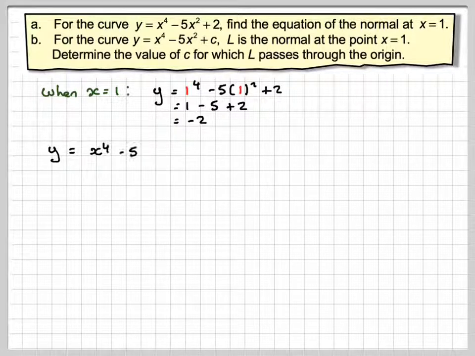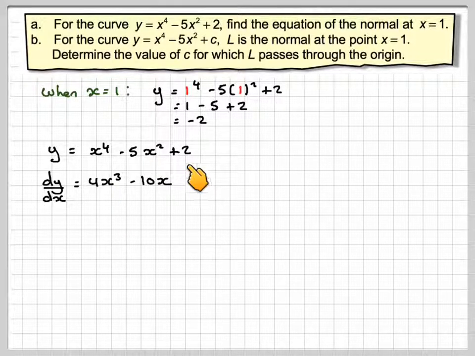To find the gradient of the tangent of x to the 4 minus 5x squared plus 2, we need to differentiate. So if we do dy by dx, we're going to get 4x cubed minus 10x. Notice the 2 will not have any effect on the gradient of the tangent. Likewise, in part B, the c will not have any effect on the tangent. So the information we get from part A will help us to do part B.